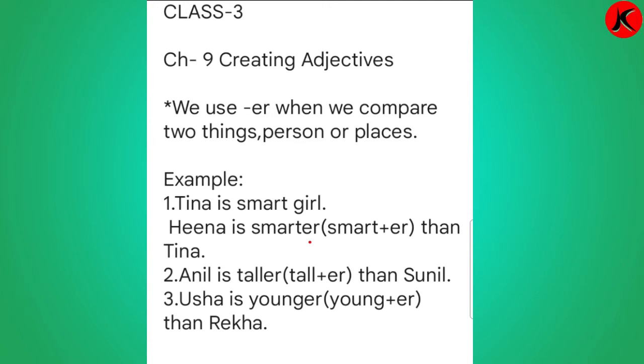We use er when we compare two things, persons or places. Example, Tina is a smart girl. Who is Tina? Tina is a smart girl. Hina is smarter. Smart plus er. So it becomes smarter than Tina. But after Tina, Hina is smarter. Who is Hina? Hina is smarter than Tina.